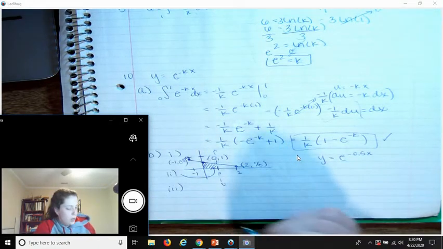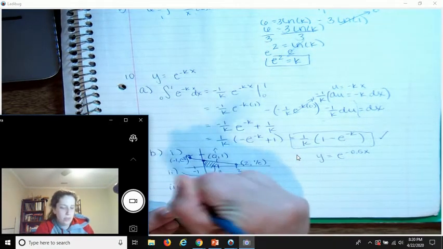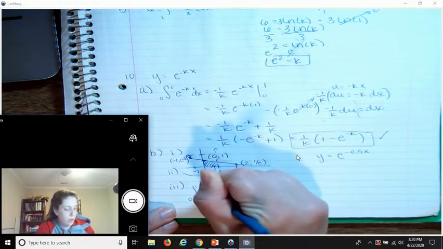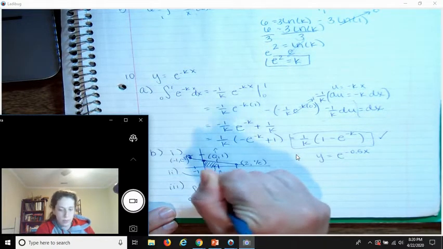So we have the integral from 0 to 1. I should have just printed out my own copy of this review. I'm being nuts right now.